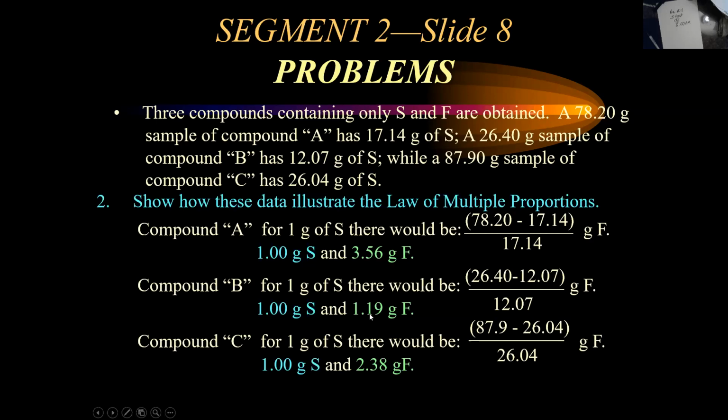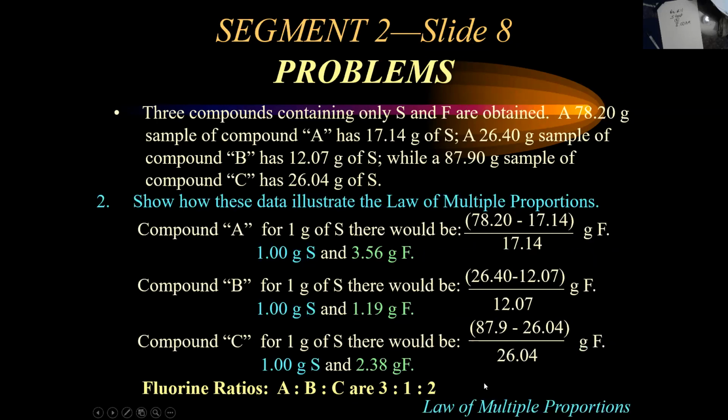Okay, this is the smallest one, so I would divide everything by it and see what we get. Well, if we divide this into that, we get exactly 3. When we divide this into itself, we get exactly 1. When we divide this into this, we get exactly 2. So the ratio is 3 to 1 to 2 for the fluorine masses in each one of those samples. Okay, so it does verify the law of multiple proportions.